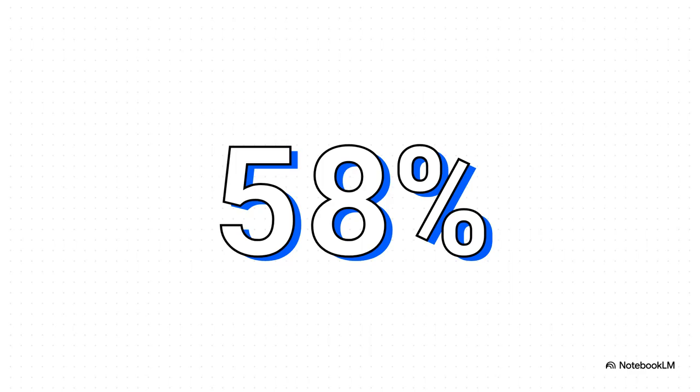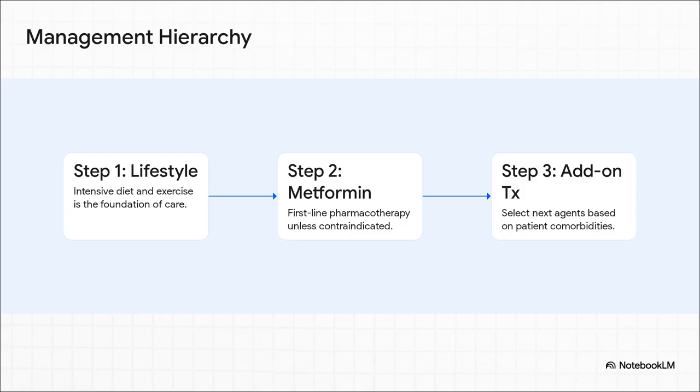You know what's wild? That was better than metformin, the go-to drug. This is why lifestyle isn't just a suggestion, it is the absolute foundation of everything we do. So this is your management algorithm in a nutshell. Step 1, always and forever, is lifestyle. Step 2, for pretty much everyone, is metformin. But step 3, this is where the game has totally changed.